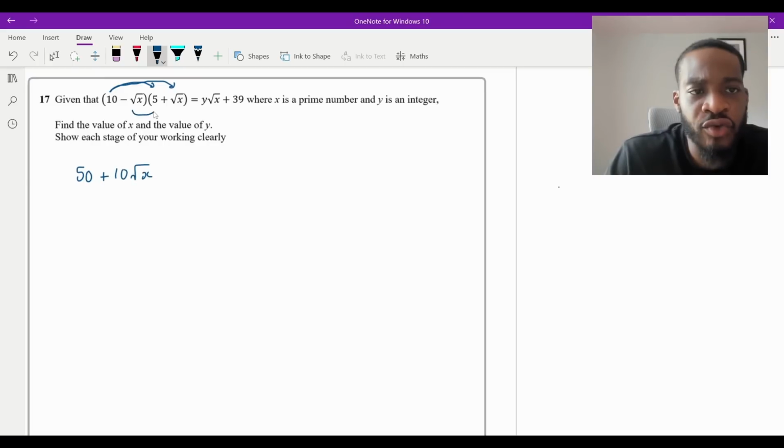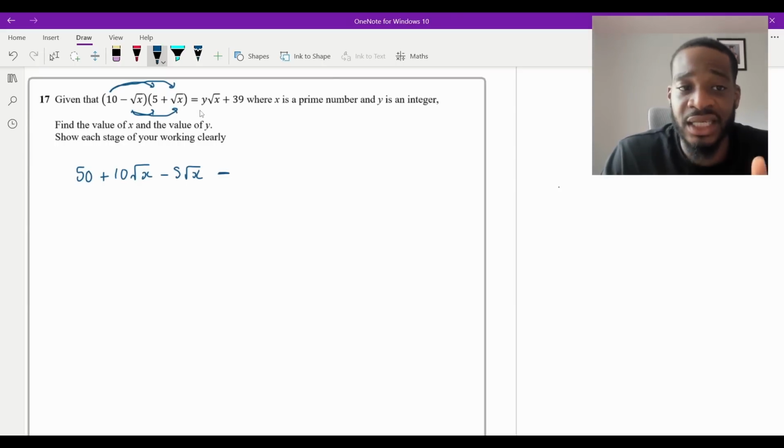And then minus root x times by 5 is going to be a minus 5 root x. And then a minus root x times a root x. Remember, there's a minus there. Root x times root x. Remember your surd laws. It's just x, isn't it? The roots will cancel. So I just have this here.